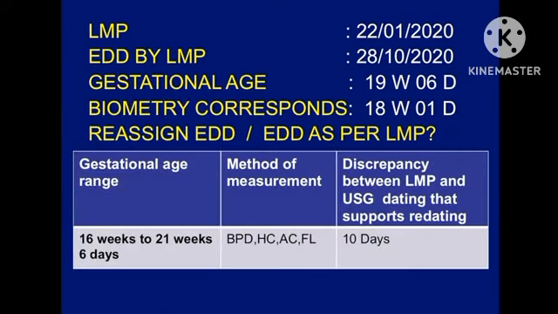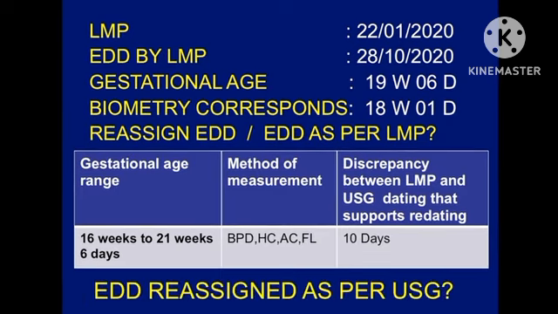My chart tells me that if the discrepancy is 10 days or more, I should reassign the EDD. So now what is the next step? I should not be in a hurry to reassign the date. I will always ask the patient whether there is an early dating scan done and whether it is available. If it is there, I will go back and check that report.